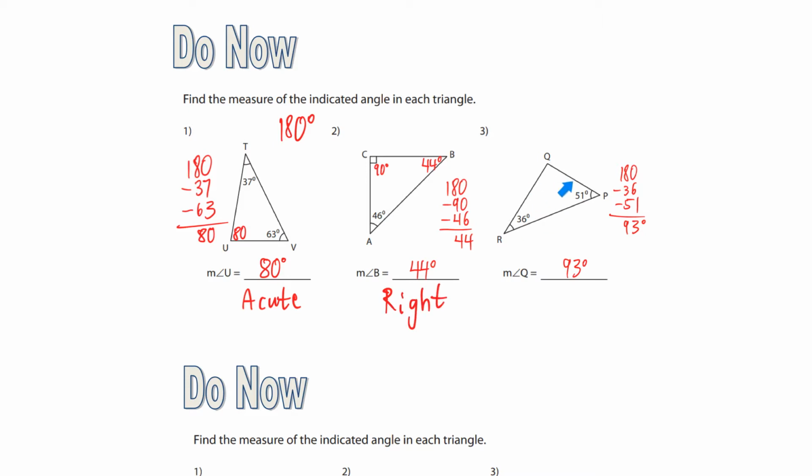And then on this one, what is this one? It's obtuse because this angle right here is 93 degrees, which is more than 90. So this is an obtuse triangle right here.